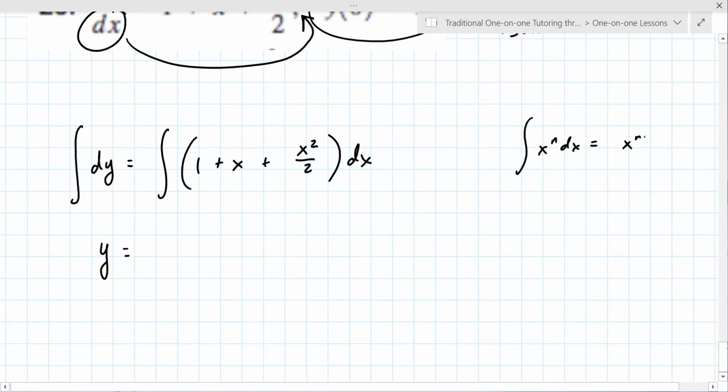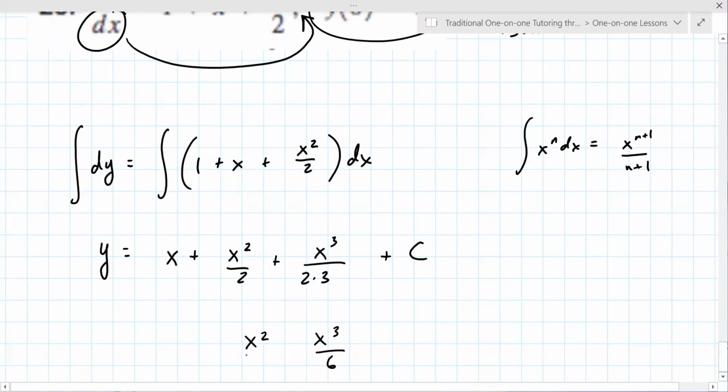The integration here is the power rule, right? You're going to add 1, divide by the new exponent each time. So this is x plus x squared over 2 plus x cubed, and then there's a 2 and a 3 on the bottom. So if you can immediately go to x cubed over 6, that's even better here.